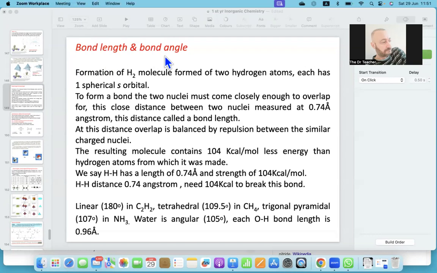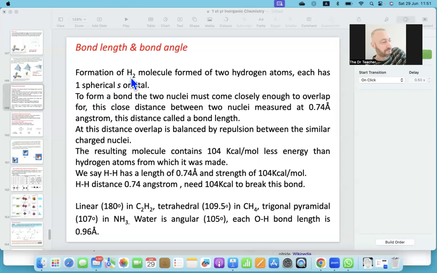Bond length and bond angles. Formation of a hydrogen gas molecule, formed of two hydrogen atoms, each has one spherical s orbital. So we always start with hydrogen as a simple molecule, hydrogen gas, or H2, and from that, we can build up the other popular molecules.